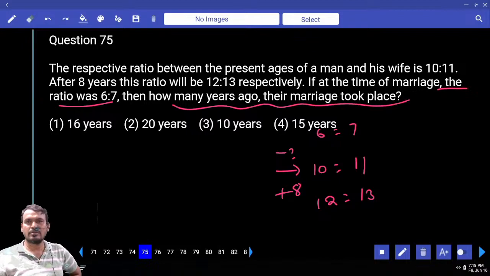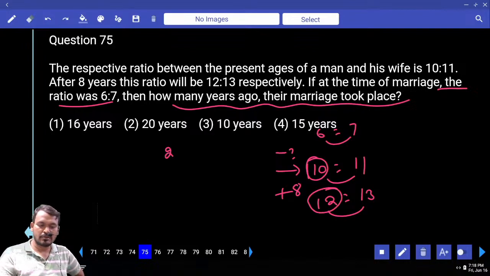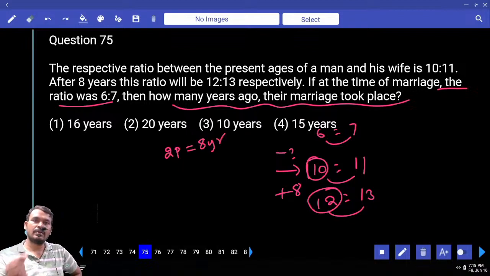Okay. Two persons' difference, past, present, future, is always the same. Future, how many parts difference? One part. Present also one part. Past also one part. We are not changing the ratios. Okay. Present man is how many parts? 10 parts. After 8 years 12 parts. How many parts are increased? 2 parts. 2 parts equal to 8 years or not? Means in 8 years of time, man is increased by 2 parts. Woman also increased by 2 parts or not?